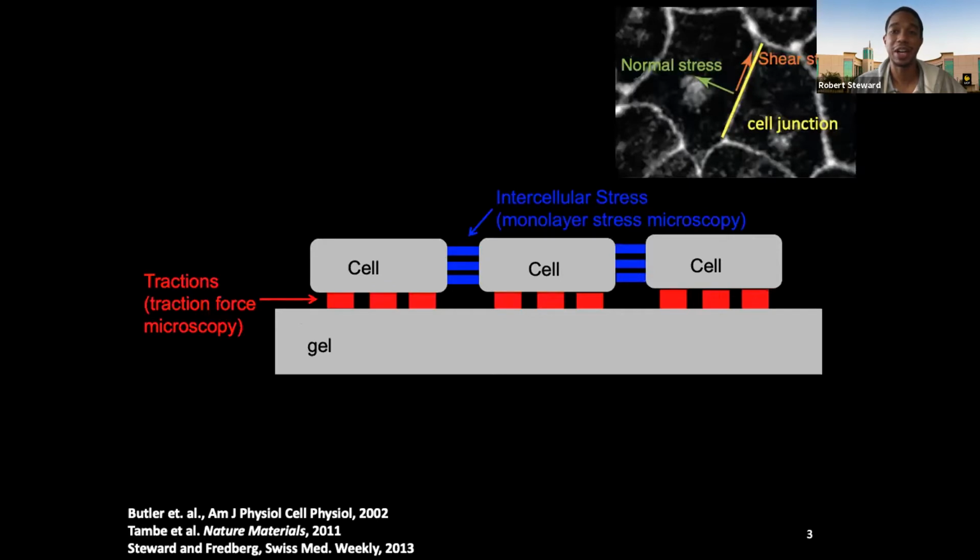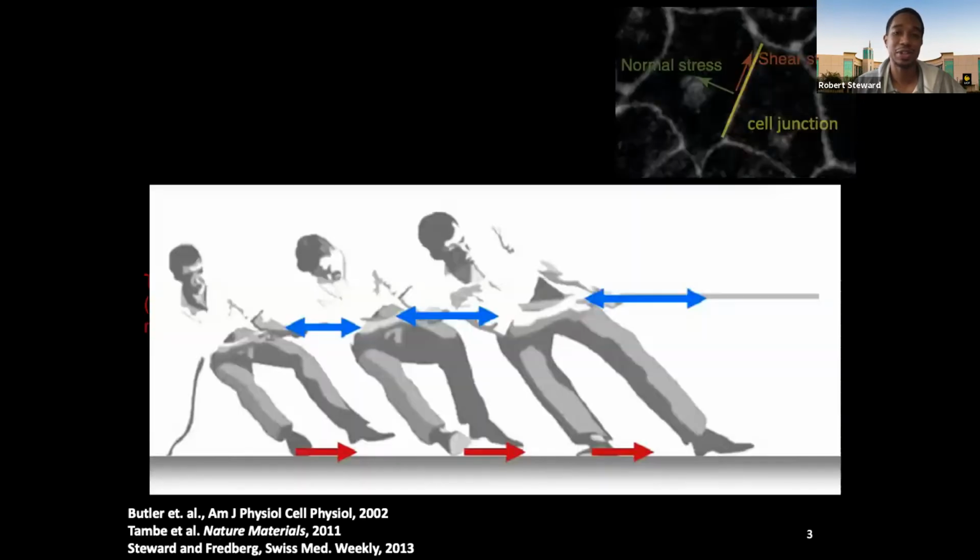And I have in the upper right corner just a little schematic of what that actually looks like. So with our method, without going into extreme detail, we can calculate the normal and shear intercellular stress. We can calculate magnitude or orientation, right? And we do time-lapse microscopy routinely as well. And we can do the same for the tractions, okay?